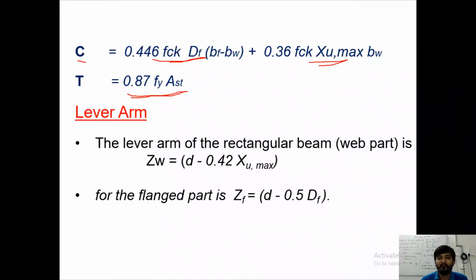Here the lever arm will be the lever arm of the rectangular beam, that is web part, ZW is equal to D minus 0.42 XU max, and for flange part is ZF, which is D minus 0.5 times DF. So I request you to please note down all these formulas because we are going to use these formulas when we solve the example.